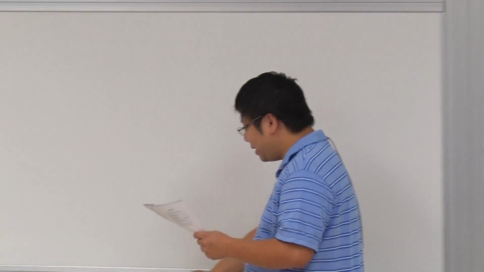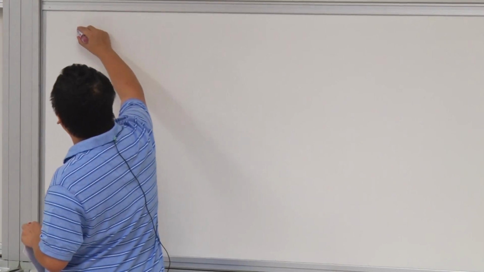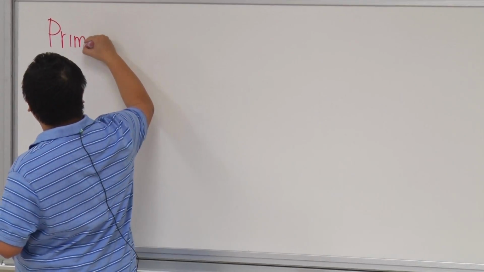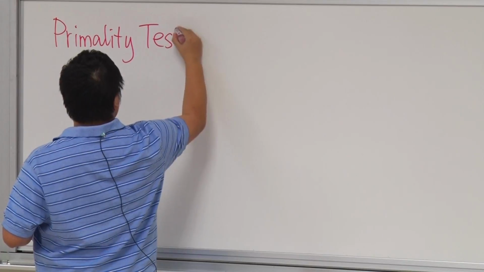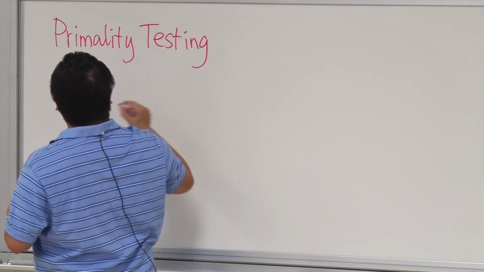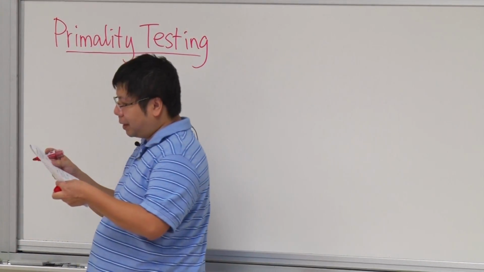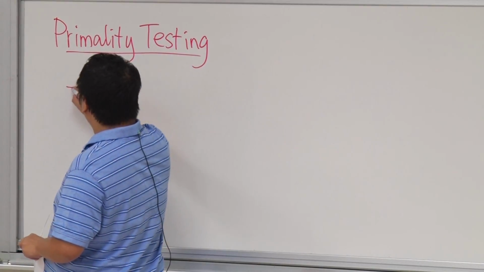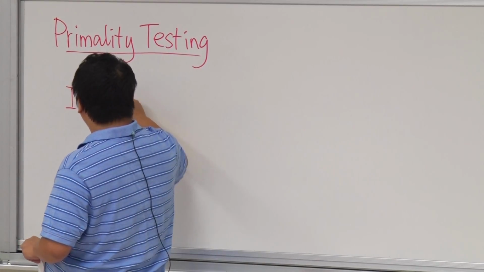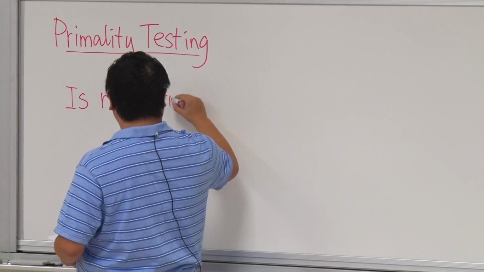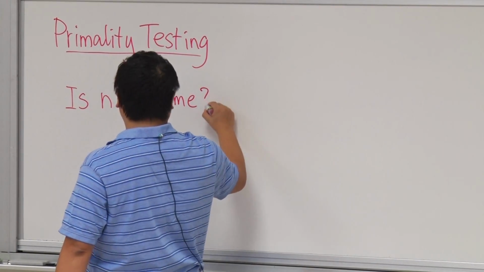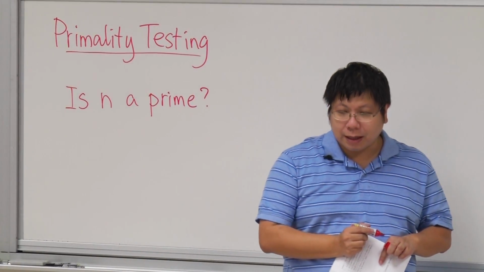Okay, and then there is another result. So this is called primality testing. Primality testing is a problem that wants to ask: I give you an integer n, is n a prime? Okay, is n a prime?